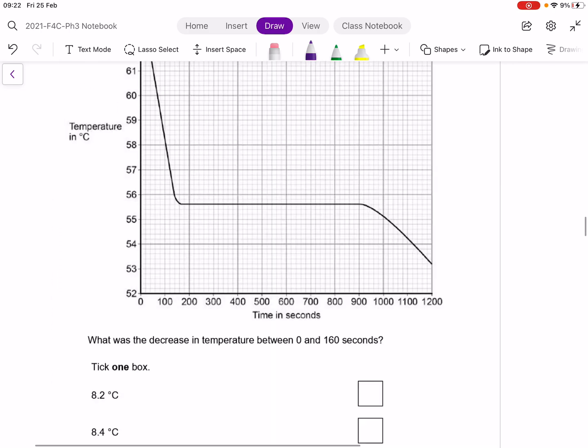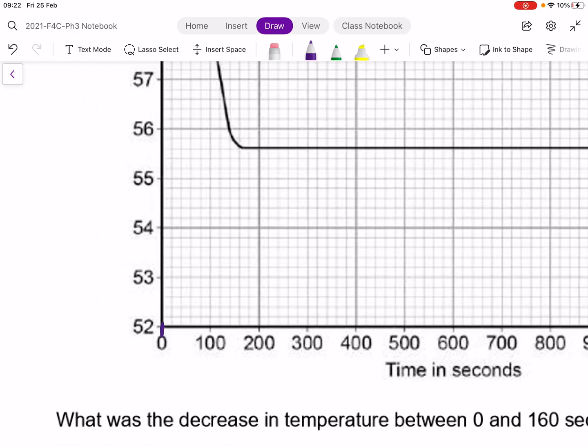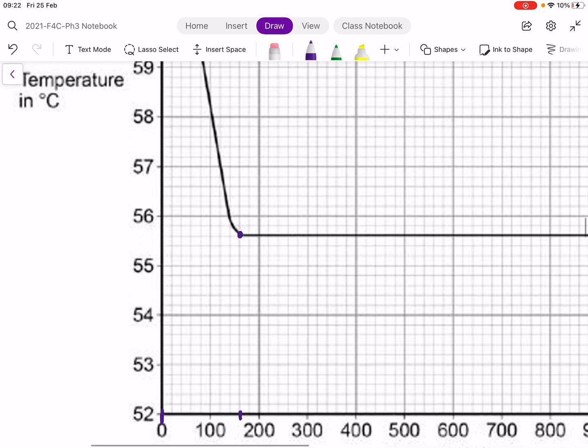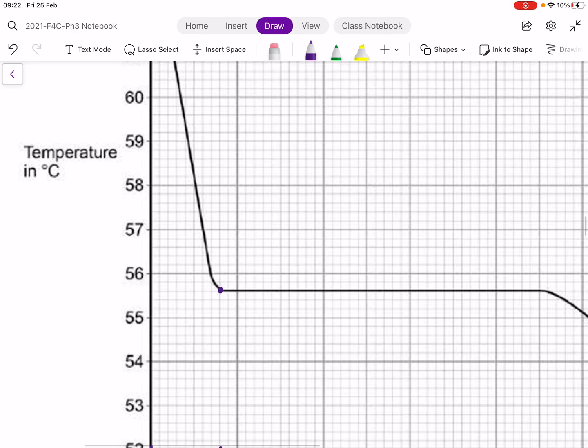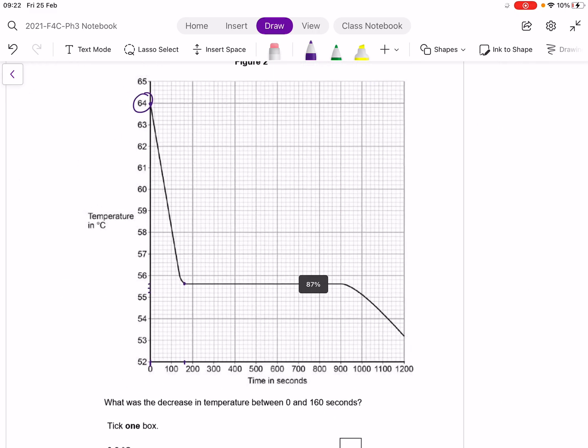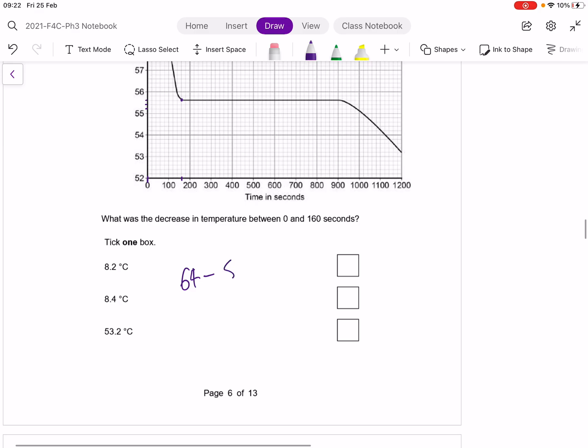Okay, next one. What was the temperature decrease between 0 and 160? So what I would be looking for you to do here is mark 0 and then mark 160. So each little square is worth 20. So 120, 140, 160 is right there. So I'm trying to find the change from there to there. It looks to me like we're starting at 64 and we're going down to, now what is that? 55. So again, 55.2, 55.4, 55.6. So to work this out, I need to do 64 take away 55.6. And when I do that, I see that that's 8.4.